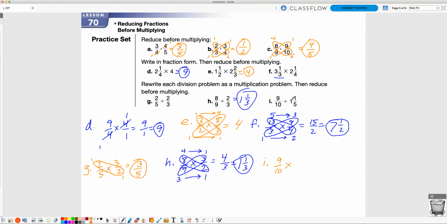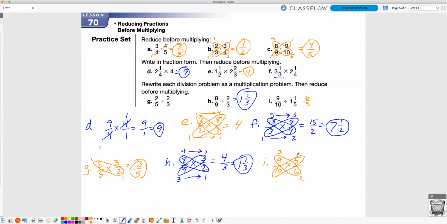So 5 times 1 is 5, plus 1 is 6. 6/5 is the fraction. So now I have to multiply by the reciprocal of 6/5, which is 5/6. Now I can see that both 9 and 6 are divisible by 3. 3 divided into 9 would be 3. 6 divided by 3 would be 2.